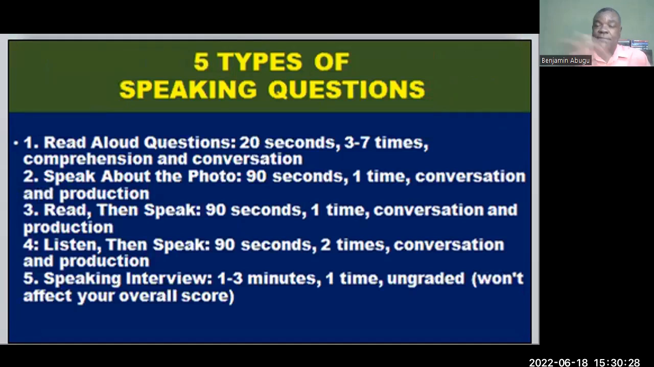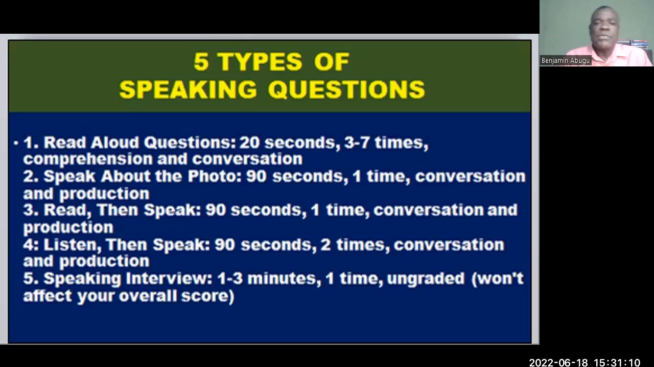Now, let's look at the 5 types of speaking questions. Number 1, read aloud questions. In this type of question, you are given 20 seconds to respond to the prompt. And this type of question occurs 3 to 7 times in the entire test. It is designed to evaluate your comprehension and conversation skills, all right? Because reading is about comprehension, speaking is about conversation, all right?